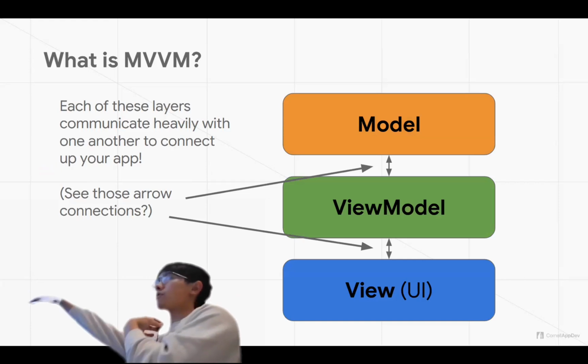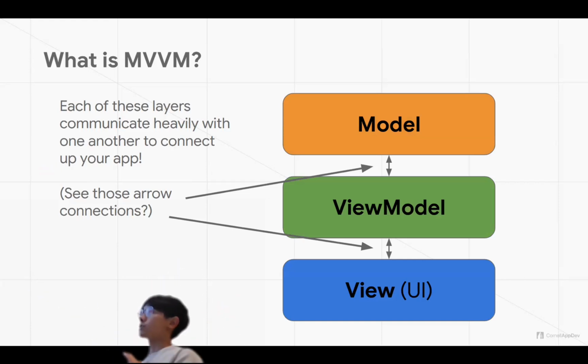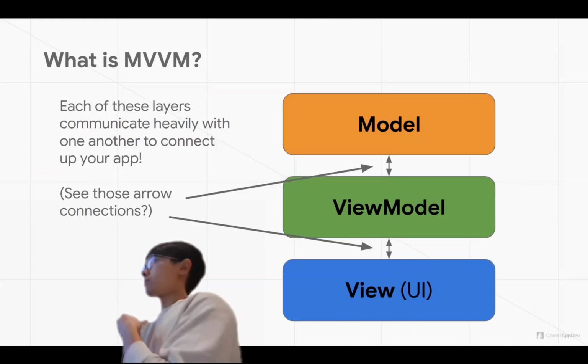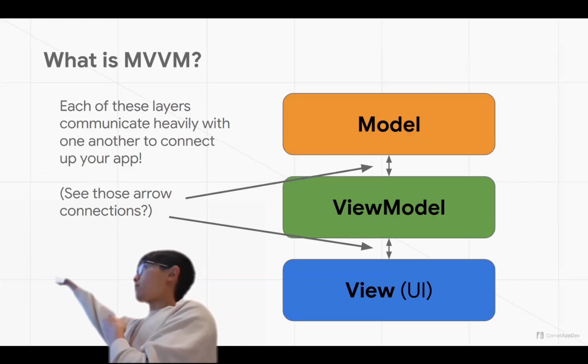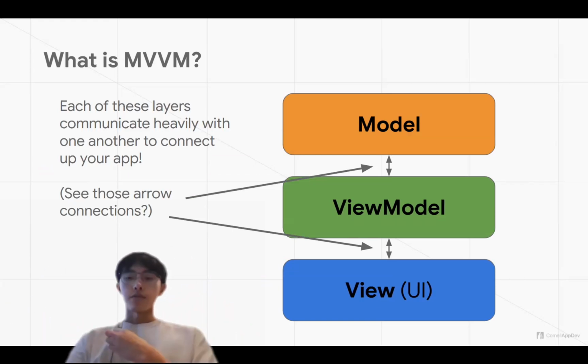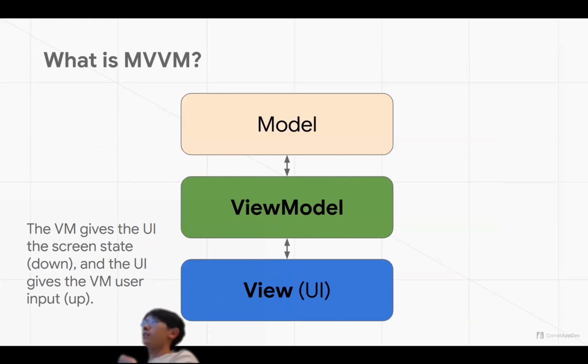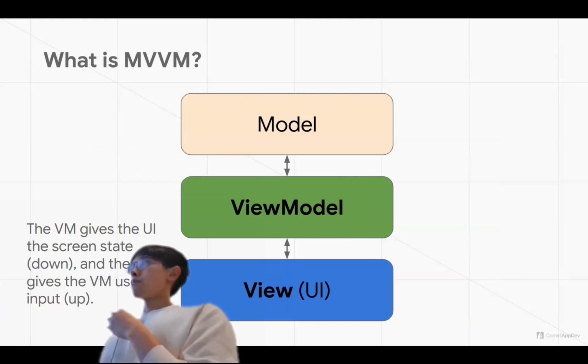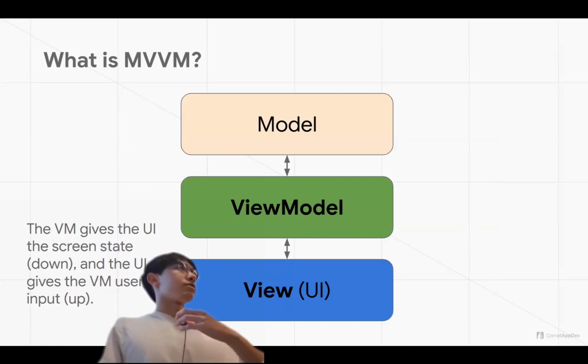If you see these little arrows here for the MVVM architecture, you'll see that these layers have to communicate with each other, obviously. And in terms of those arrow connections, you'll see that they only really exist between model and view model, and vice versa, and the view model to the view. So first off, the view model will communicate to the view by giving the screen the correct data to show, and the UI, whenever the user interacts with the screen, say presses a button or whatnot, will tell the view model that a user pressed a button or something like that.